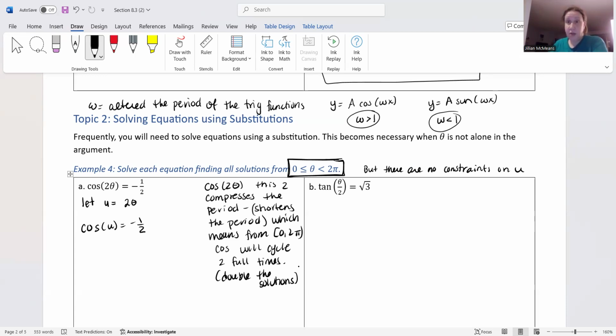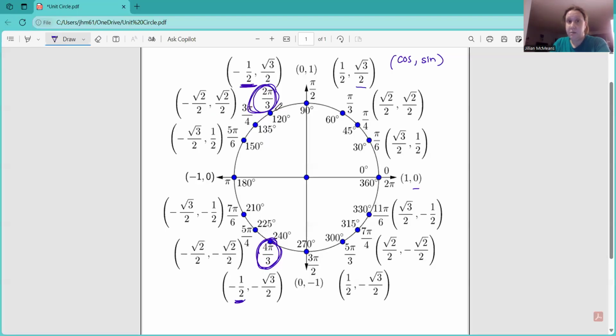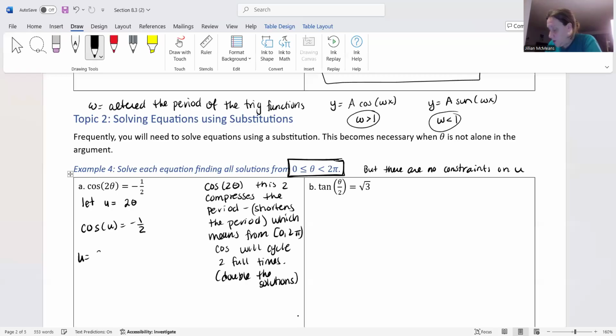Then I treat U like I would theta. I go to my unit circle and ask, for what values of U or theta do I have a cosine ratio of -1/2? Remember, cosine is -1/2 for the angles 2 pi over 3 radians and 4 pi over 3 radians. So we can say at this point that U has to be 2 pi over 3 and 4 pi over 3.